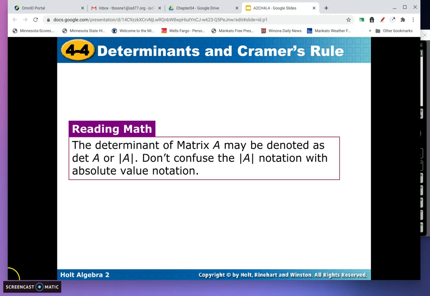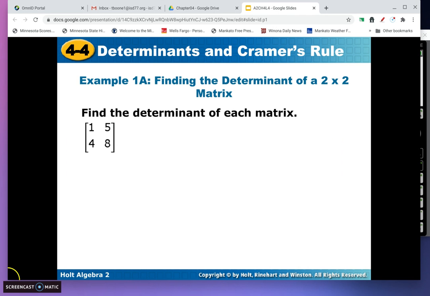Yeah, good point to make here. A lot of times we can say DET of A, or if it doesn't have the square brackets, it looks like absolute value actually. It's not though, but that just means we want you to figure out the determinant. It's another way of writing it down.